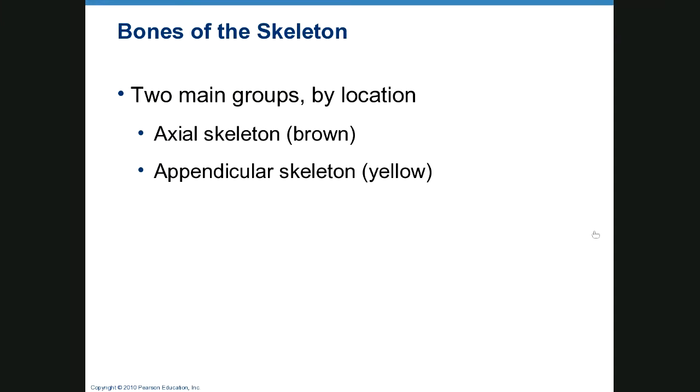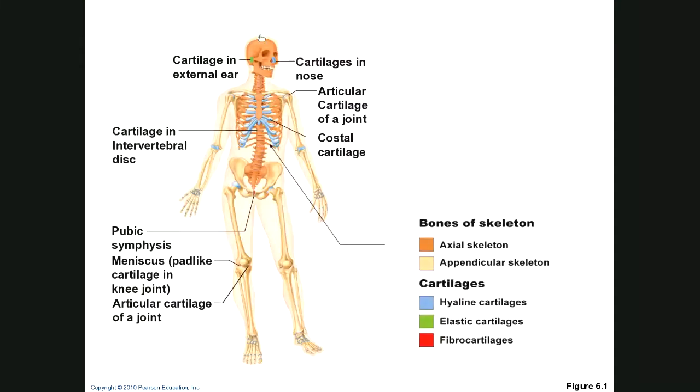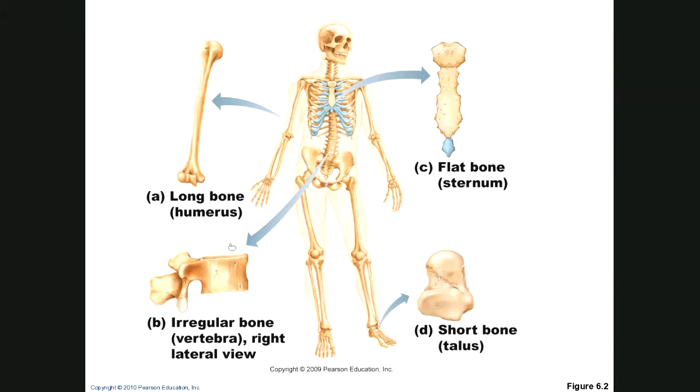Okay, skeleton bones are divided into two basic parts, the axial and appendicular skeleton. See, the axial is in brown, and the appendages are the appendicular skeleton. This does include the girdles, which include the pelvis as well as these areas up at the scapula and clavicles.